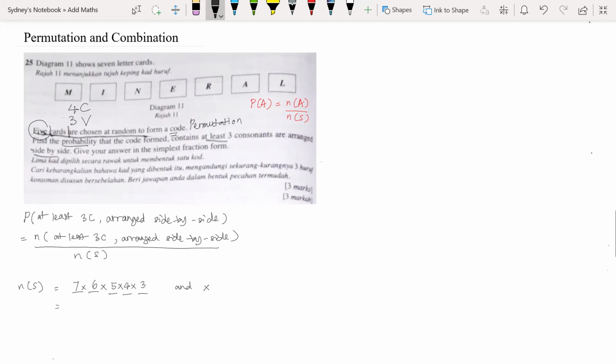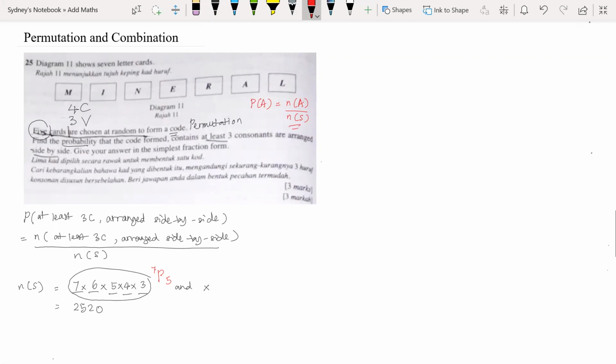If we use the calculator, we will get 2,520. And notice that this is actually 7P5. That means out of 7 letters, we permute 5 letters. You can either use the formula or use the fill-in-the-blank method. Now we have settled n(S).